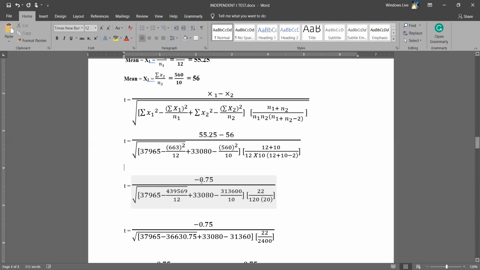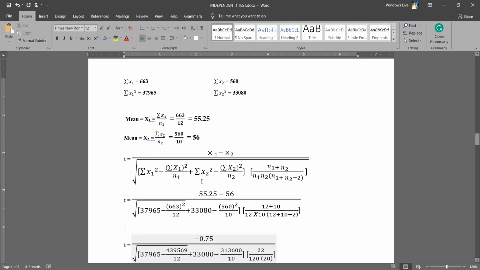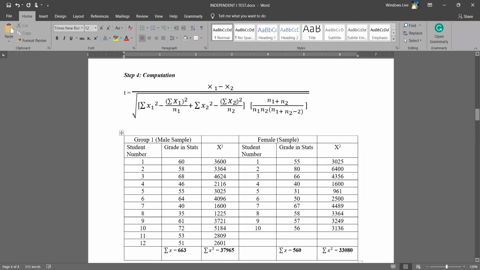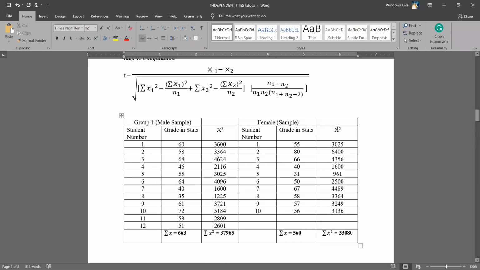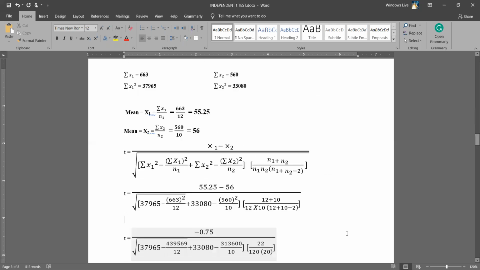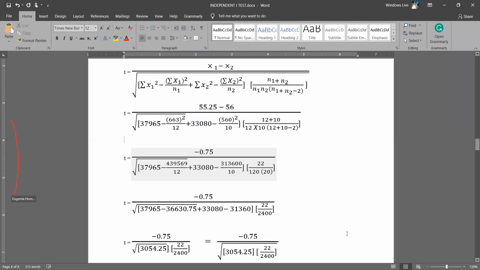Yes, Ophelia. Hello, sir. Please, how did you get 33080? We've already calculated it. That's when we were solving for sigma x squared. When we found it for females, afterwards we calculated, we had 33080. Oh, okay. So that's what we are using. Okay, thank you. Someone is scribbling on the screen. Please put a halt to this. Okay, that is S2. I didn't check. It's S2. All right, that's fine.